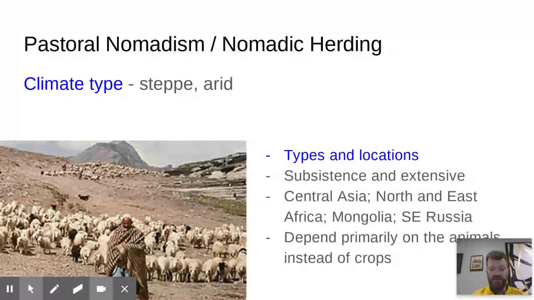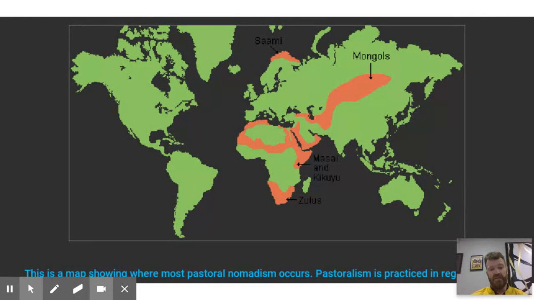It depends on the animals instead of the crops. So their livelihood depends on the survival of the animals. So they go where the animals will do the best, right? So they're going from place to place. This is where this still occurs in the world. It is not nearly as much as it used to be. The orange, brownish, whatever color that is, would have shrunk in lots of parts of the world because, man, it's a tough life doing this.